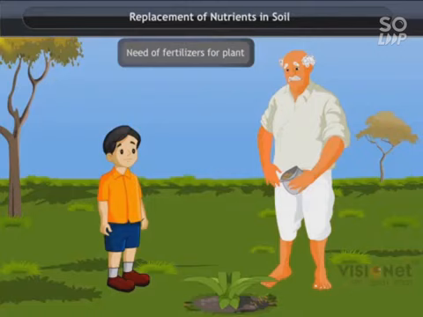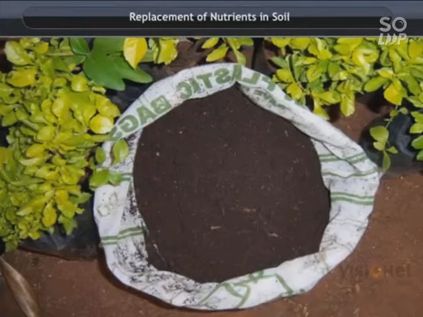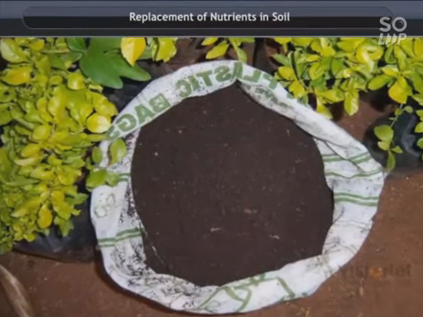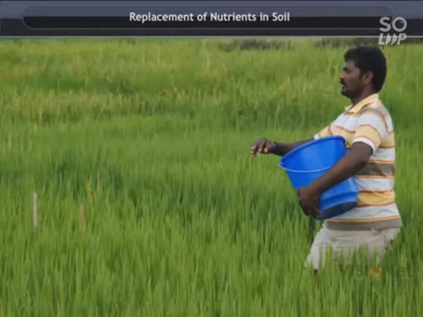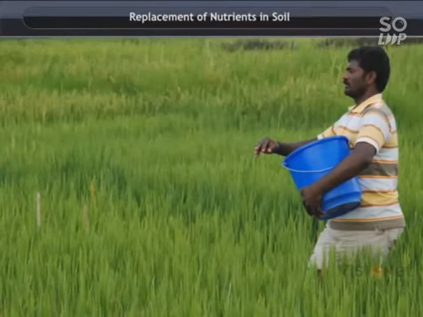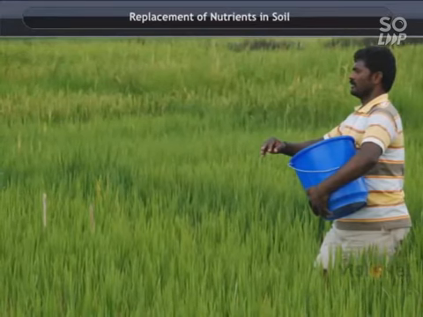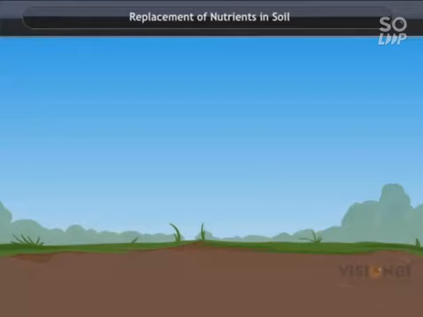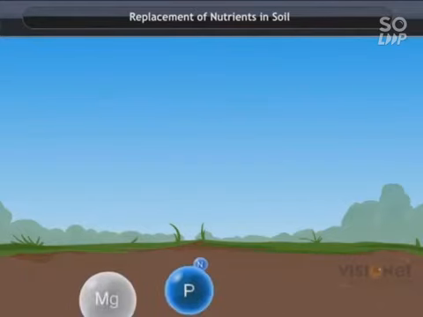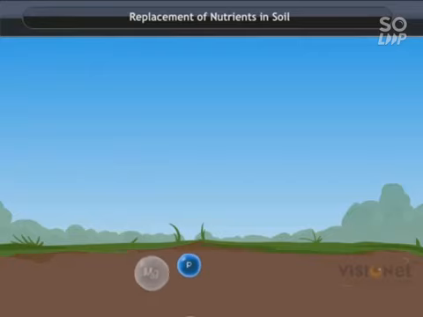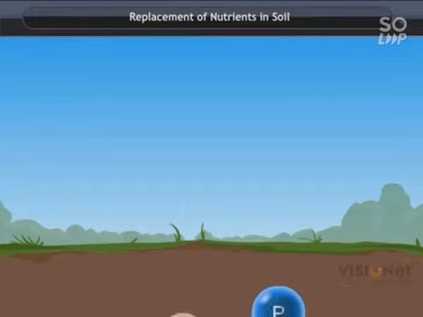Plants absorb mineral nutrients from the soil, and these minerals keep on declining in the soil. To prevent the plants from being deprived of these minerals, we add fertilizers to the soil. They are nothing but chemically synthesized minerals. Fertilizers and manures contain plant nutrients such as nitrogen, potassium, and phosphorus. These nutrients need to be added from time to time to enrich the soil.